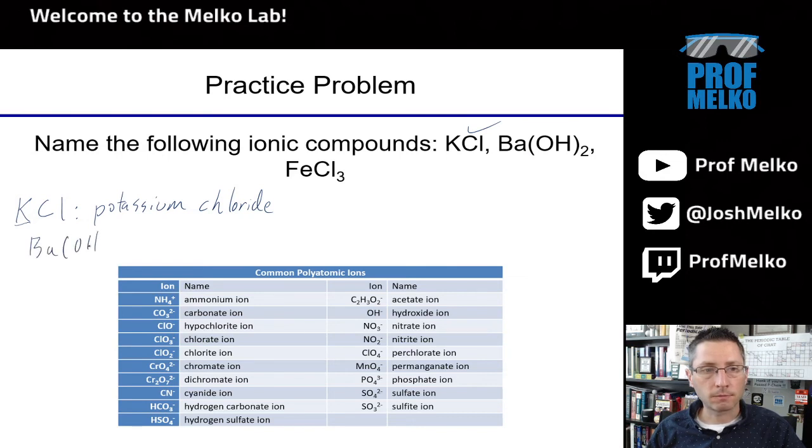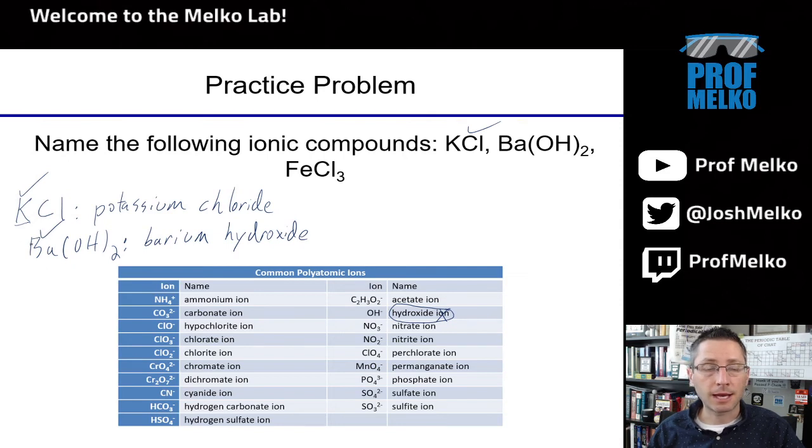Second, Ba(OH)2. Barium, an alkaline earth metal, is always 2+, the barium ion. So I just have barium, I drop the ion. OH I recognize from my polyatomic table as the hydroxide ion. I drop the word ion, and it just becomes barium hydroxide. I don't have to get Roman numerals involved here because the cations are always the same charge. Potassium is always +1, barium is always +2.